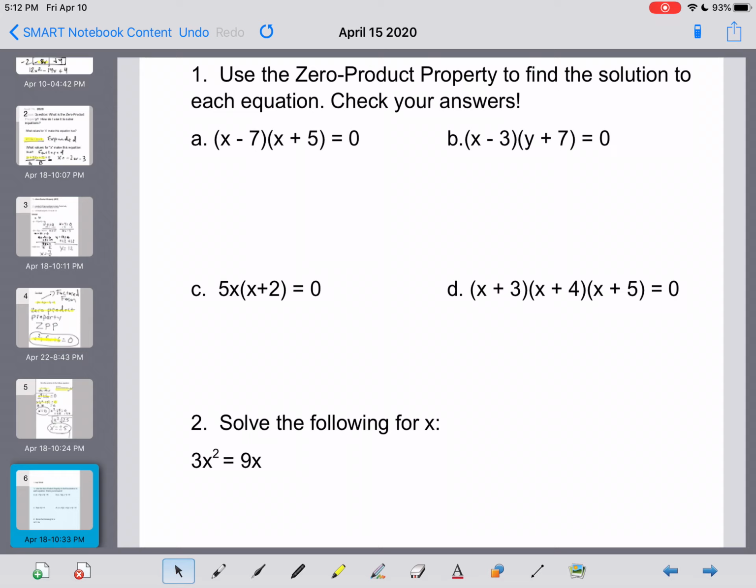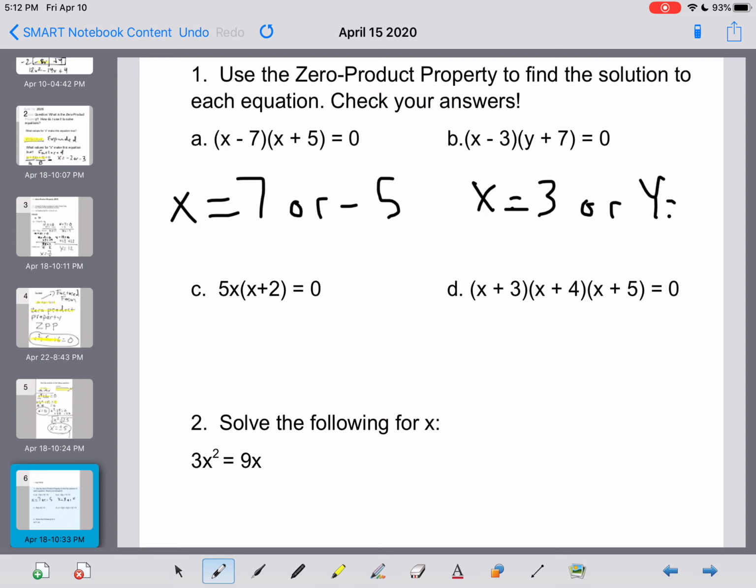All right, guys, hope you did it. I'm back. If you look at this, did you get, for the first one, x equals 7 or -5? You should have got x equals 7 or -5. For the next one, you should have got x equals 3 or y equals -7. For the next one, this one's interesting. X could equal 0 or -2.